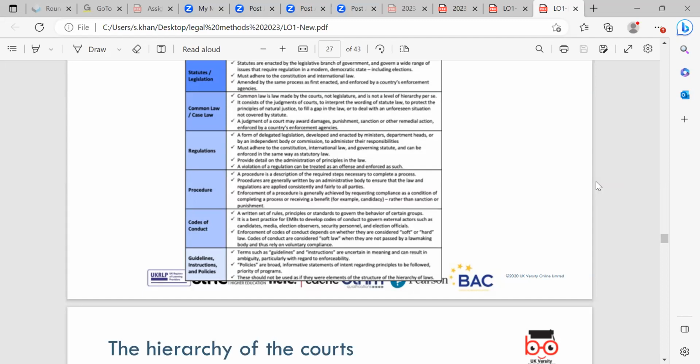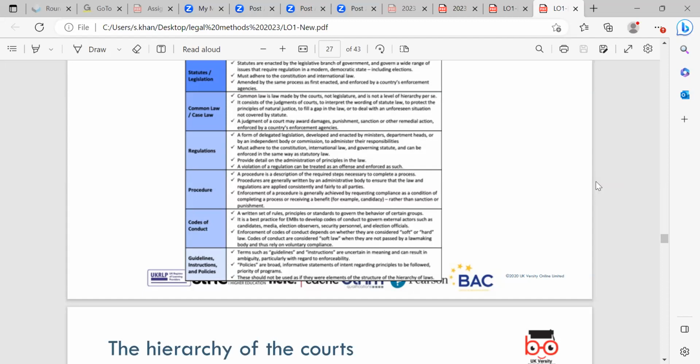So you have the regulations and the standards that must be followed to adhere to, in regards to any sort of standards. Guidelines, instructions, policies. So terms such as guidelines and instructions are uncertain in meaning and can result in ambiguity, particularly with regard to enforceability.